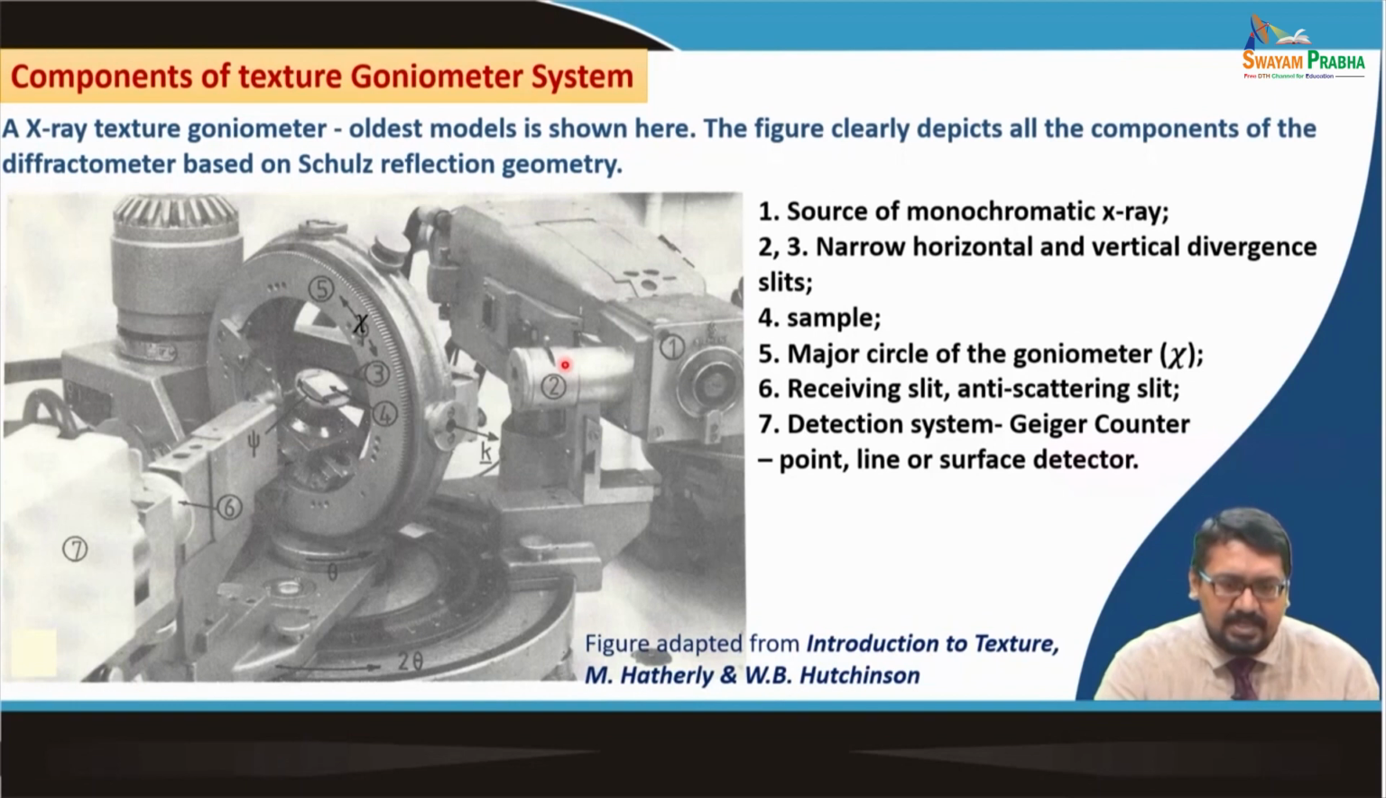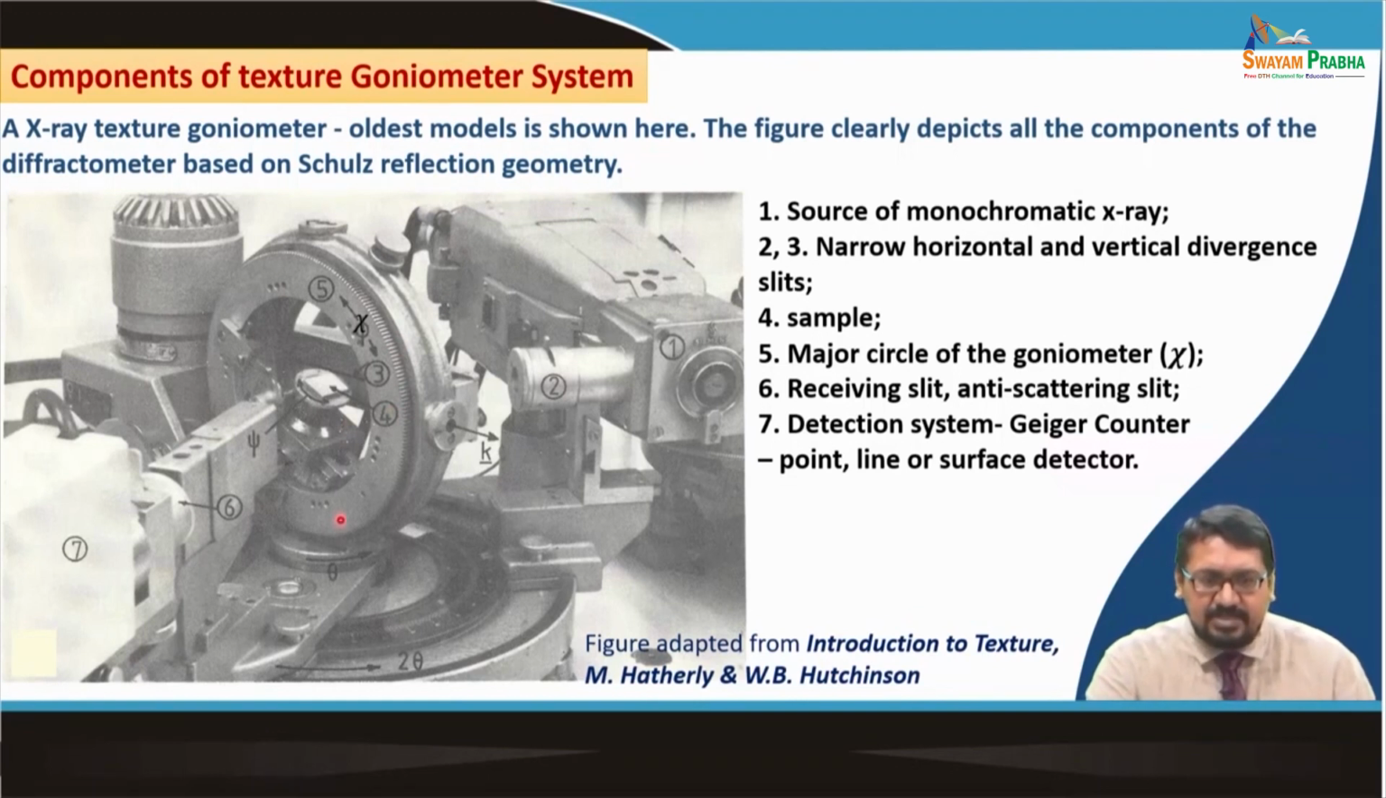Then it goes to the sample, which is kept here on the sample holder 4, and you can see that it consists of a major circle, which is known as the goniometer circle and is given by the zeta rotation. We must remember that in the reflection mode the zeta rotation is equal to 90 degrees minus alpha, which is actually done along TD, and zeta is a right-hand thumb rule based rotation.